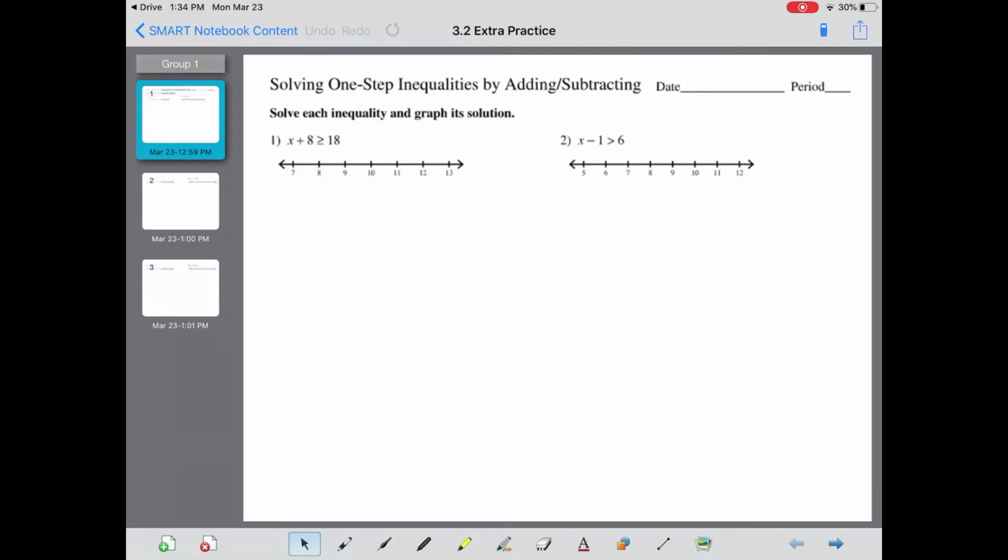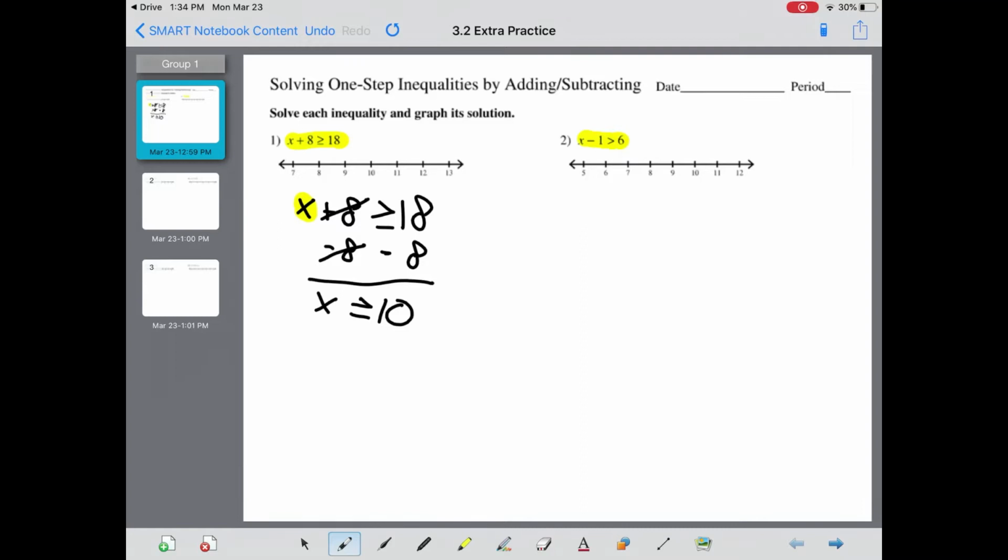Okay, for number 1 and number 2, they give us the inequalities, but we need to solve them before we can graph them on the number line. So I'm going to rewrite them in the space below. x plus 8 is greater than or equal to 18. In order to isolate the x value, which is what we want to do, get x alone, right now it's being added by 8, so we need to subtract 8 on both sides. My positive 8 and negative 8 cancel, and we get x is greater than or equal to 10. So I'm going to put a closed dot on 10, and all my values greater than 10 are to the right.